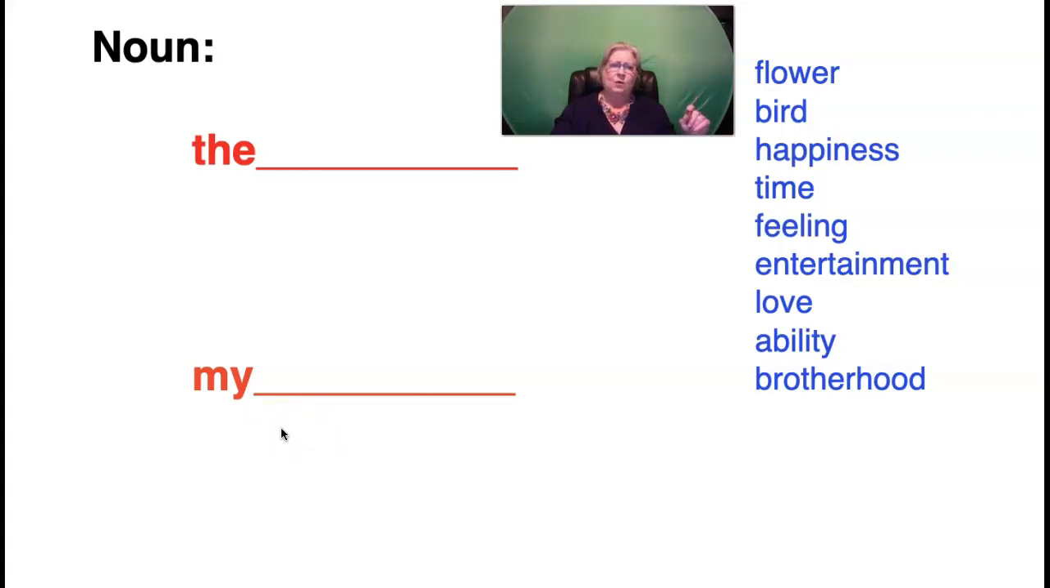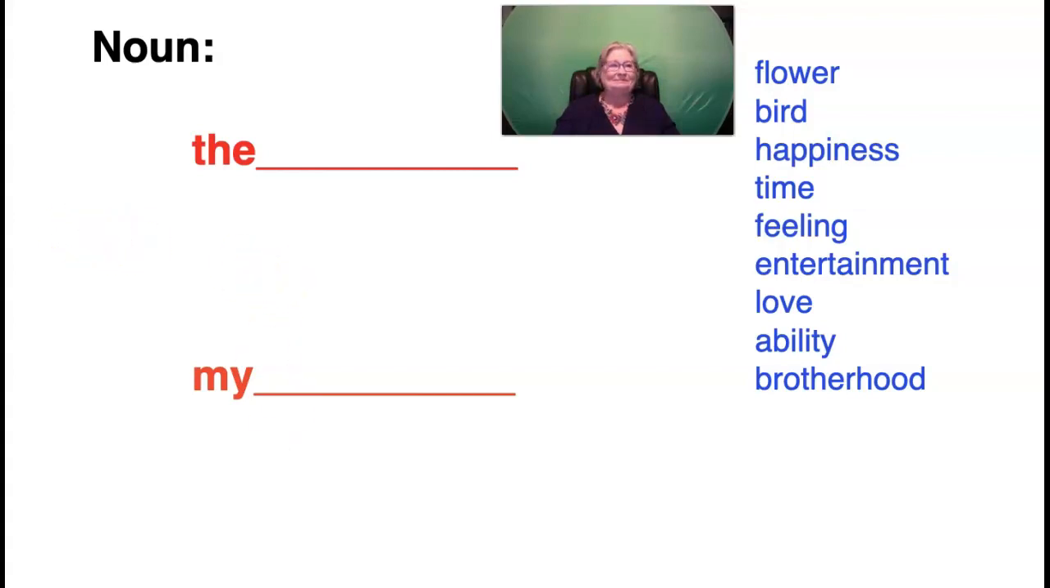Some people say, well, what about a proper noun like Catherine? You can't say the Catherine or my Catherine. Well, actually you can, because you could say, well, this is the Catherine I met in New Jersey. This is not the Catherine that I met in New York. And also you capitalize proper nouns, and so those are specific.